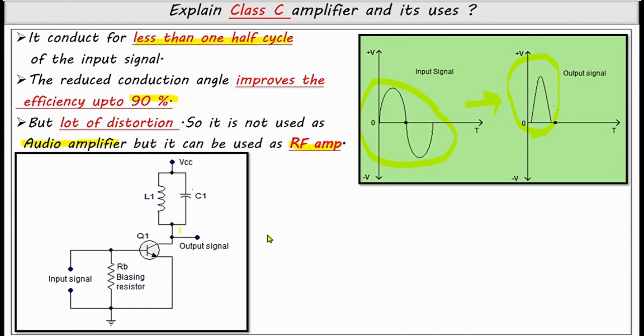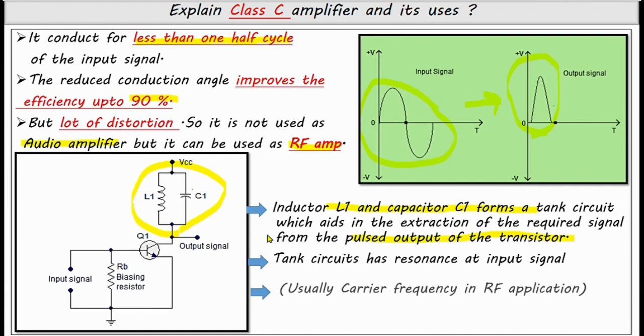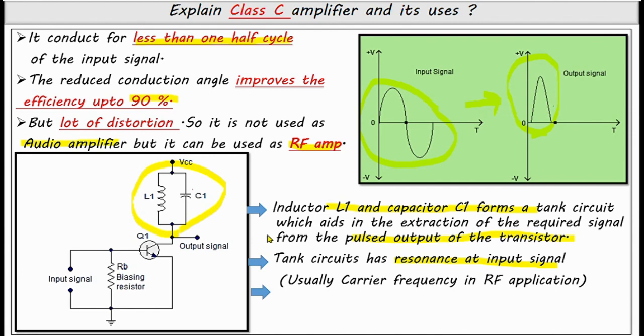Generally we use class C amplifiers with a tuned circuit. The tuned circuit has an inductor L1 and a capacitor C1. It forms a tank circuit which aids in extraction of the required signal from the pulse output of the transistor. This is a type of pulse output. The tank circuit has a resonance at the input signal. Usually the carrier frequency of an RF application is the resonance frequency of the tank circuit.